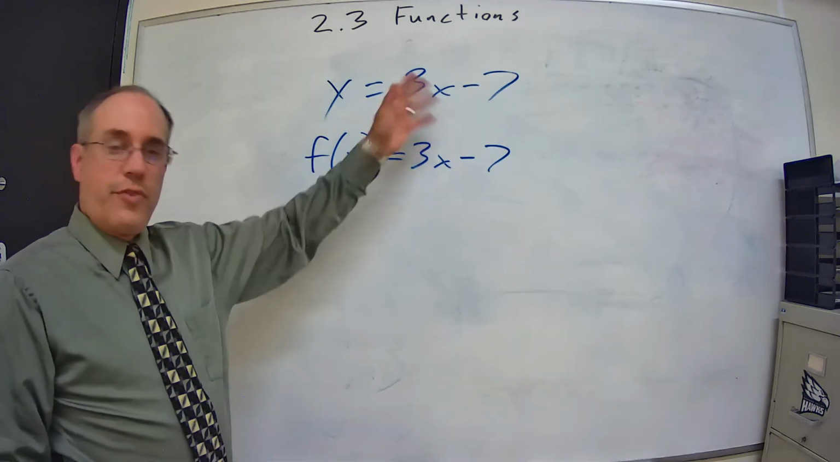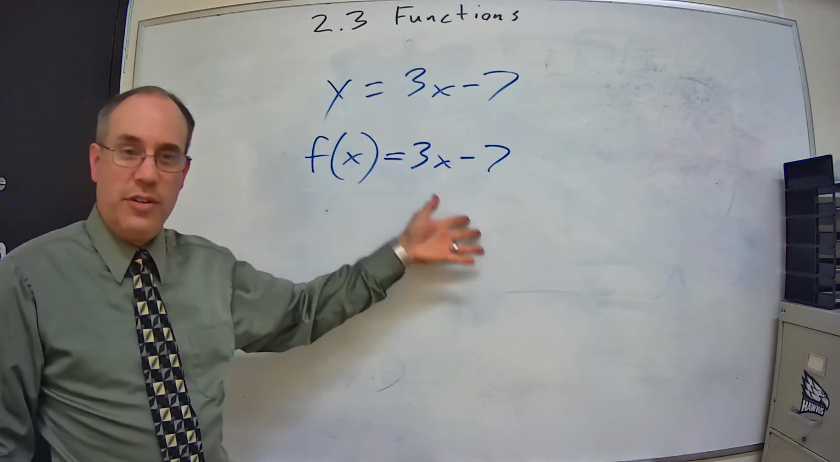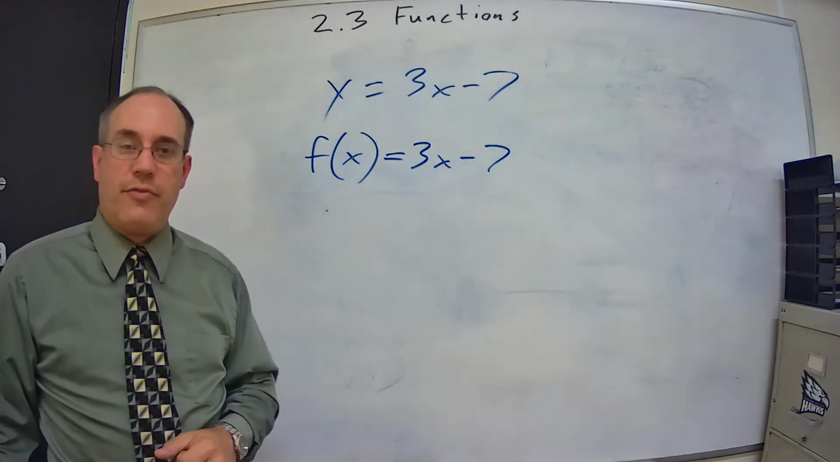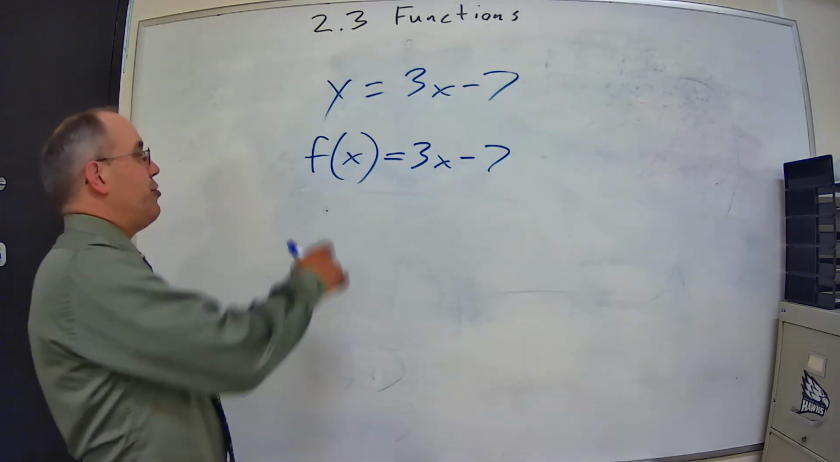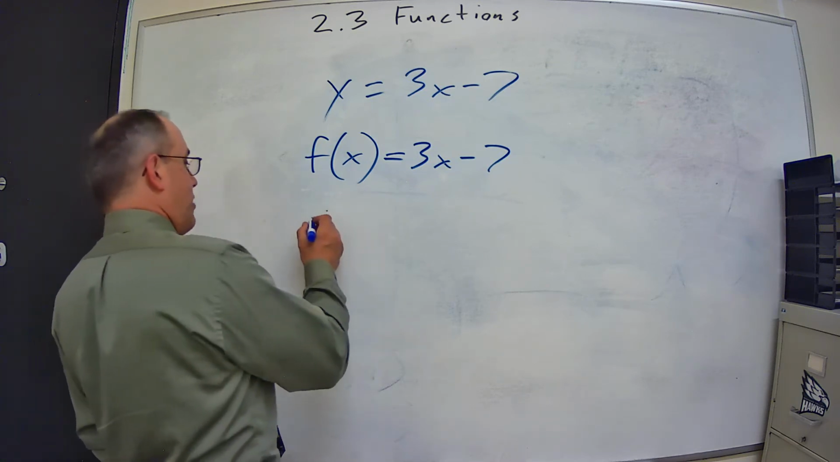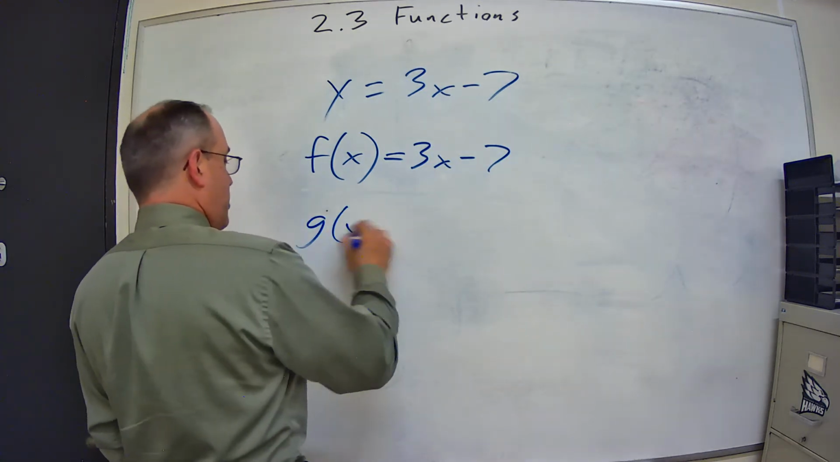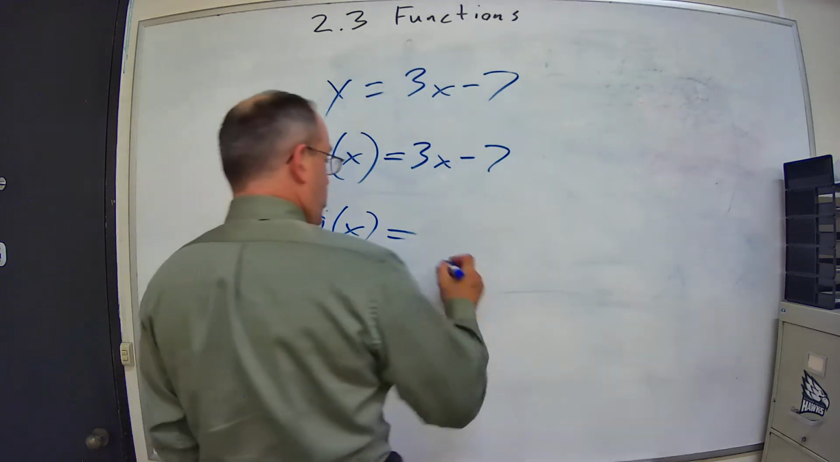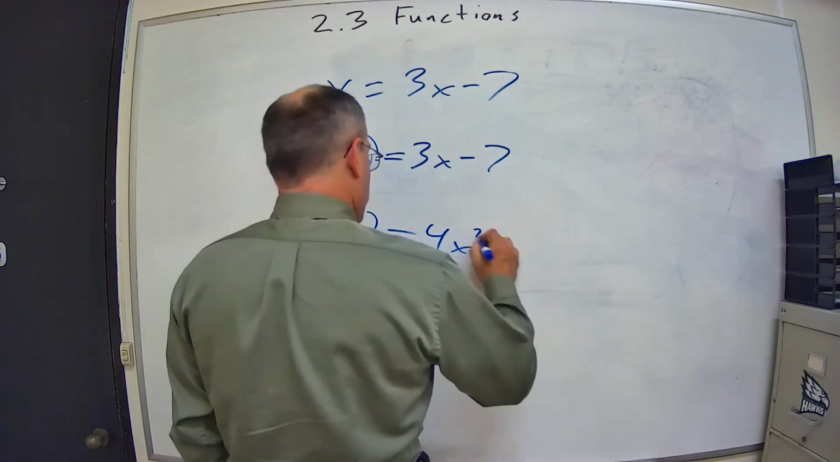Or if we have a different variable, you turn the output into a function of that different variable. And many times we do use f of x, but there's nothing that says that we can't use other variables. So you'll see g of x is equal to 4x squared.